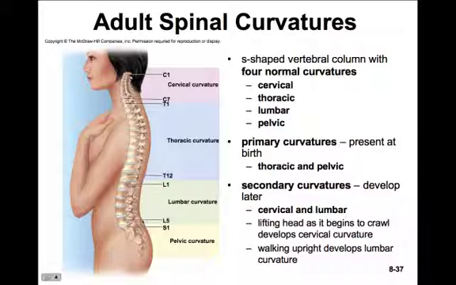and then as we walk upright, we start to see the lumbar curvature. So this S-shaped vertebral column has a cervical curvature, a thoracic curvature, a lumbar curvature, and then again a sacral or pelvic curvature. The thoracic and pelvic curvatures are present at birth, and the cervical and lumbar curvatures show up as we begin to walk.